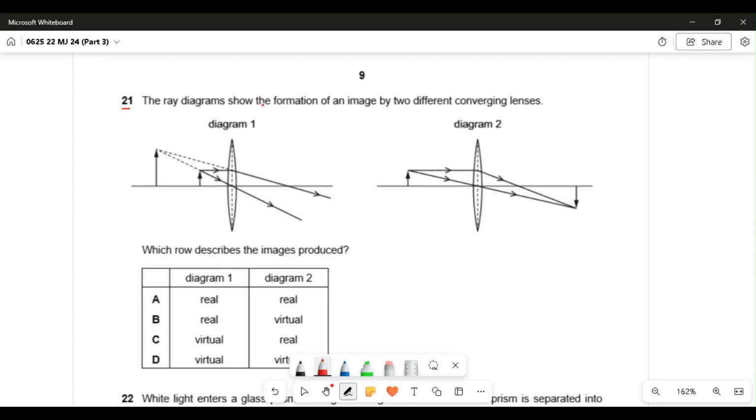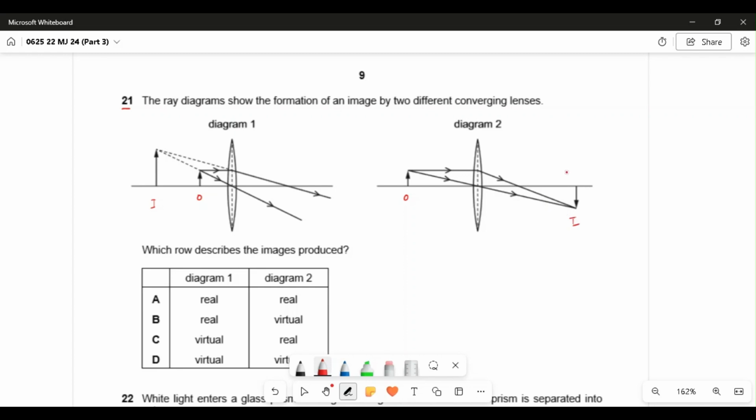Question 21. The ray diagram shows the formation of an image by two different converging lenses. Which row describes the image produced? We need to remember one thing. The diagram 1 shows that this is the object and the image is on the same side, and in diagram 2 this is the object and the image is on the other side.